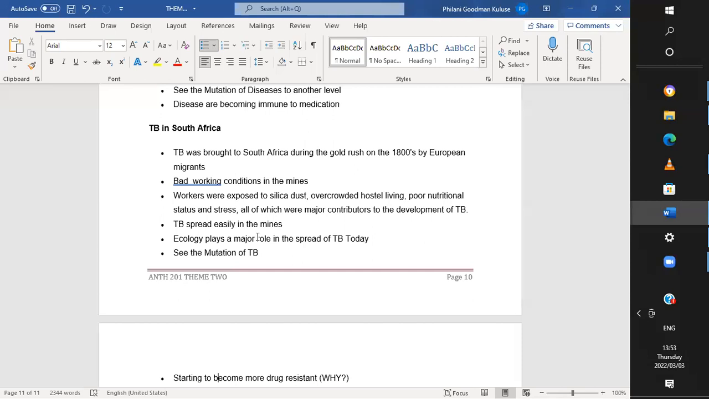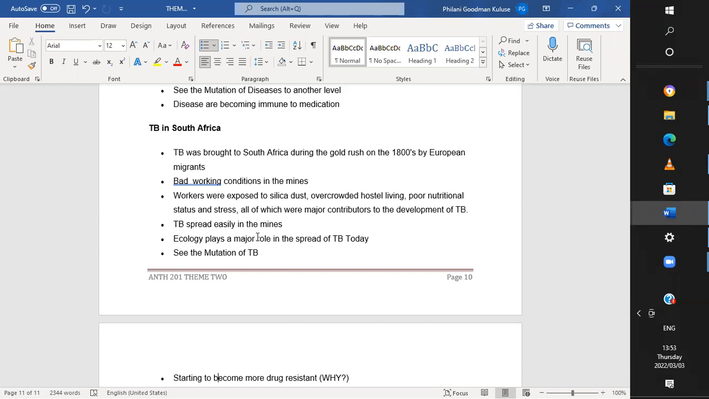Workers were exposed to silica dust. So we understand when mining, we dig. Digging produces dust. And this overcrowding had an impact on the spread of TB, because if one person gets the TB, then the rest of the miners would get the TB. Poor nutritional status, miners were eating poorly, let me just say so. They were eating less nutritious food. All were major contributions to the development of TB. Remember, nutritional aspects, eating less nutritious food, is part of culture.